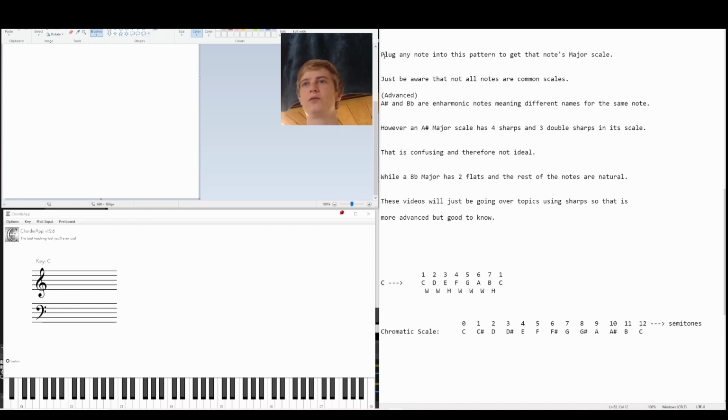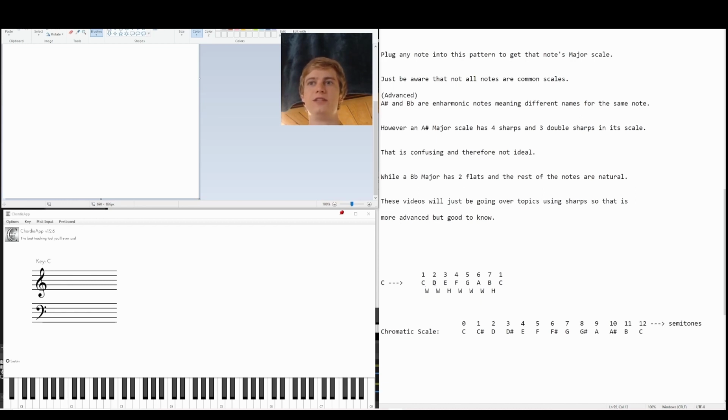But to conclude what was going on there, you plug any note into this pattern, and you get that note's major scale. So let's look at that again. We have our note C, and we have the major scale pattern down here. And as you can see, I drew it in the middle of each of these notes. And the reason is because when I'm going from C to D, I'm going to be using a whole step. So it makes sense visually if I put it here.